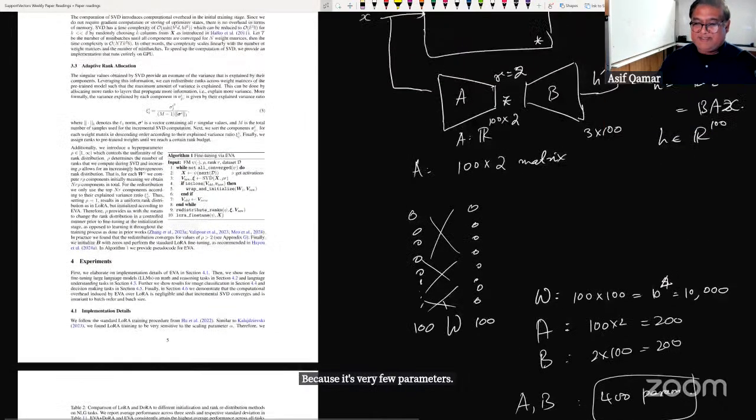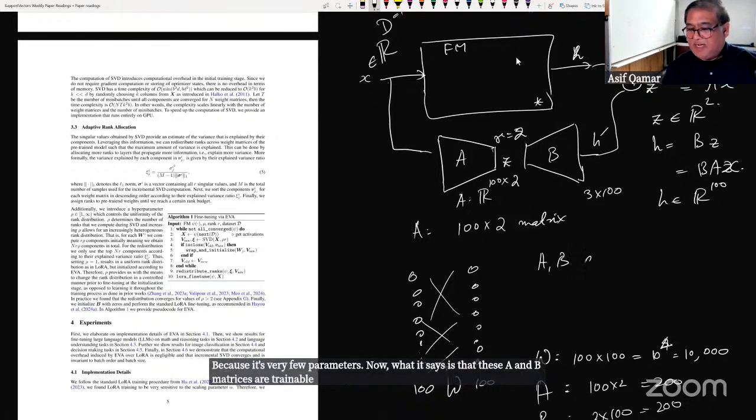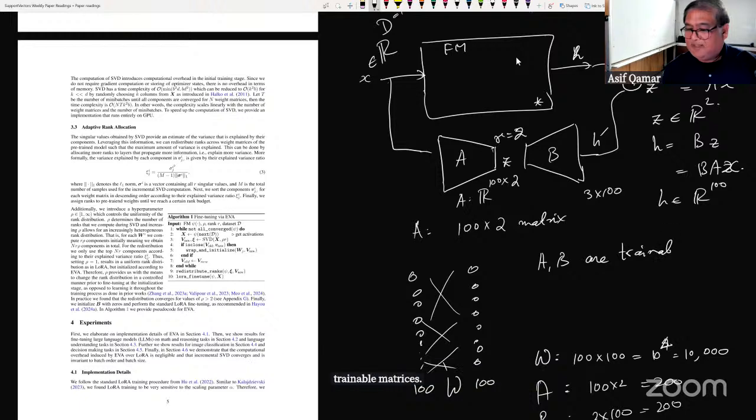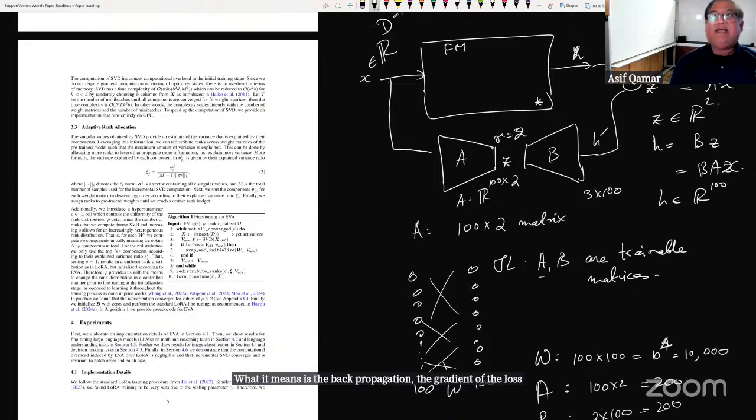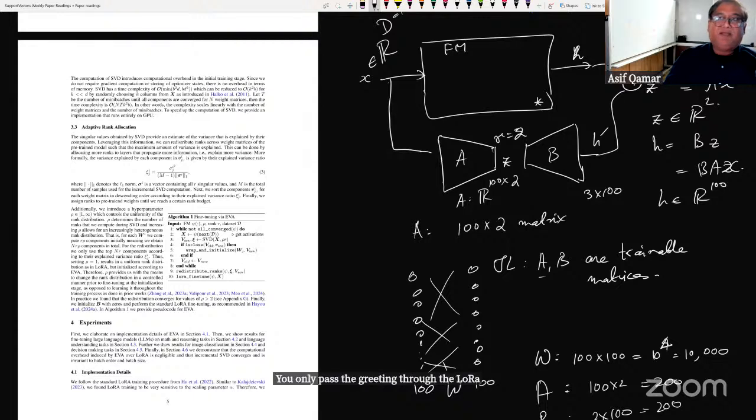Now, what it says is that these A and B matrices are trainable. A and B are trainable matrices. What it means is that in backpropagation, the gradient of the loss will affect A and B. So you pass data in fine-tuning, but when the gradient propagates back, the gradient doesn't go to the foundational model. It's a stop gradient. It's frozen. You only pass the gradient through the LoRA adapters. And so only these weights get learned.